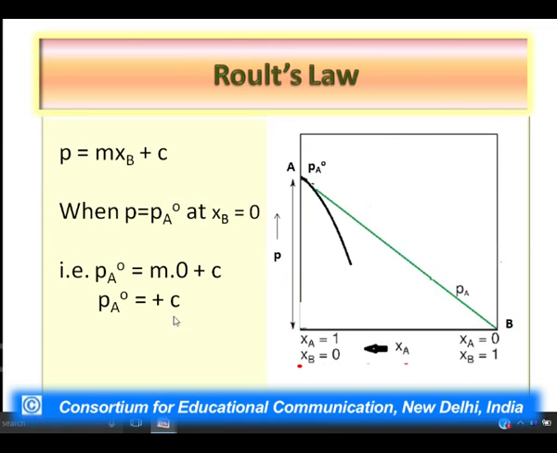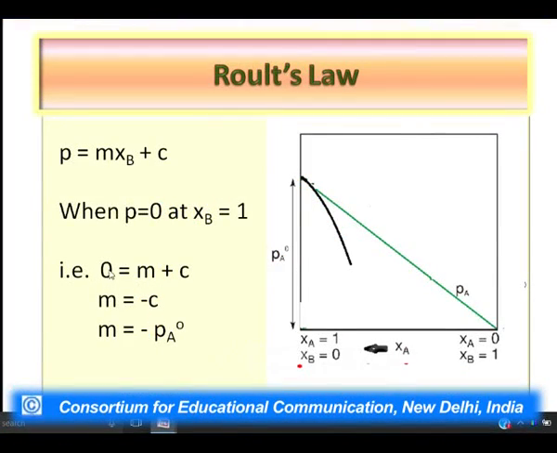Now, coming over to the value of the slope m of this straight line, we may choose another extreme position where xb is equal to 1. When we say xb is equal to 1, it means only solute is there in the system, and in that situation it would not exert any vapor pressure because the solute is non-volatile. So, therefore, P would be equal to 0.